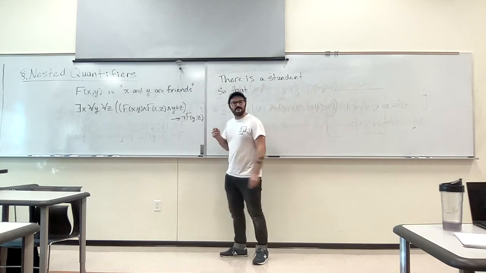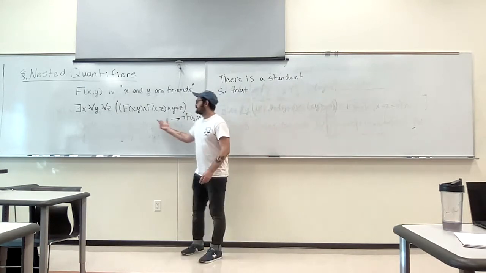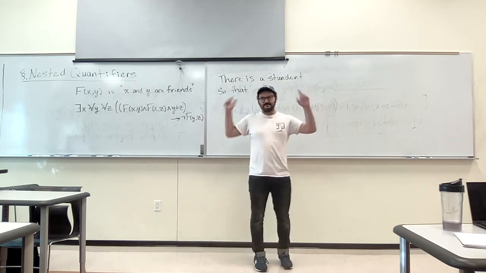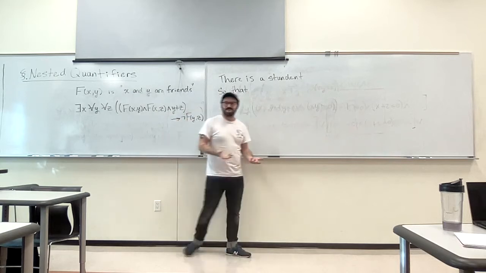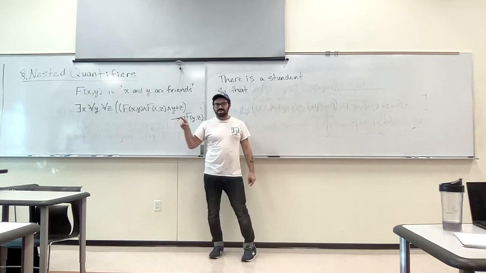False. Why do you say false? Because they have to be friends with both Y and Z, which means this is false here. Oh, I see what you mean. So what does that mean the whole statement will be? True. Anytime you have a false hypothesis, you have a vacuously true statement. Remember how I tried to emphasize that?